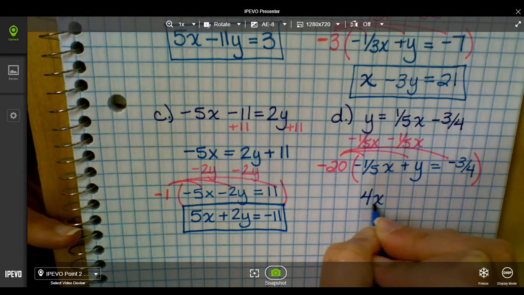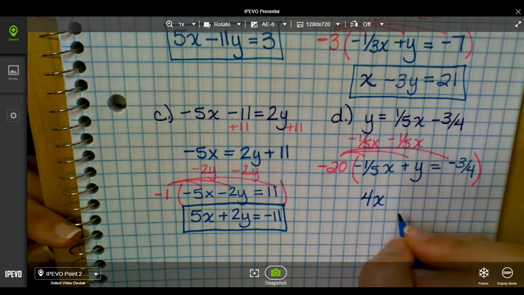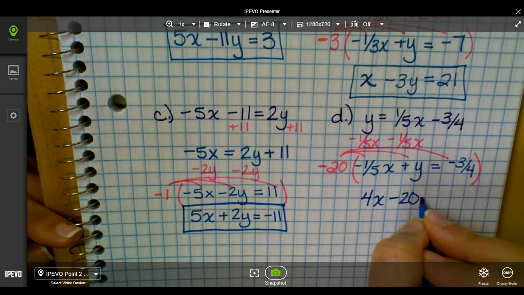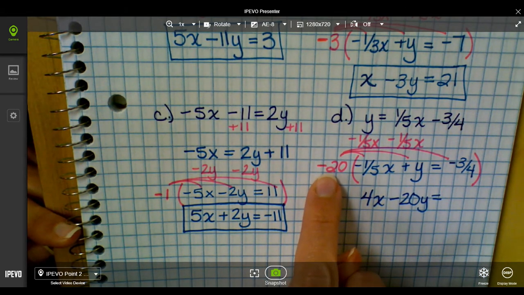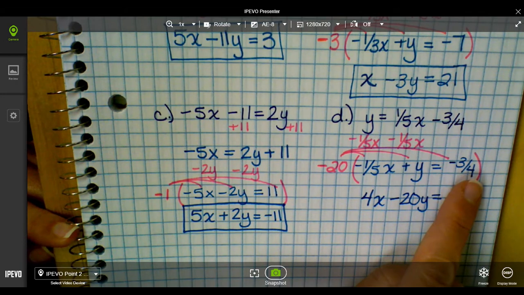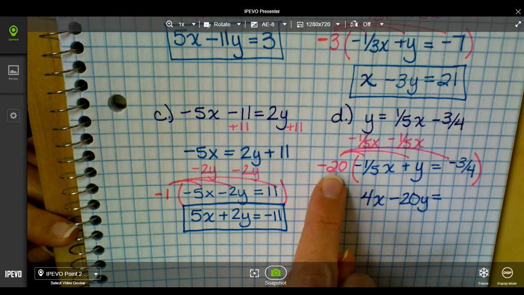So now I have a positive 4x. Negative 20 times 1 is just negative 20, so I have negative 20y. And now this one's probably the hardest one. So again, remember, the denominator means division, the numerator means multiplication. So I always like to divide first just to make my numbers smaller.